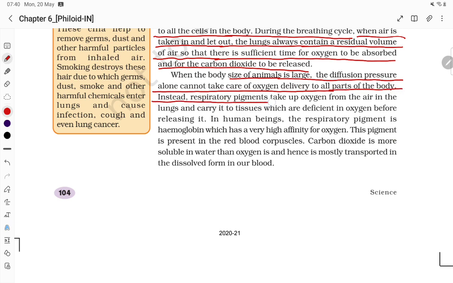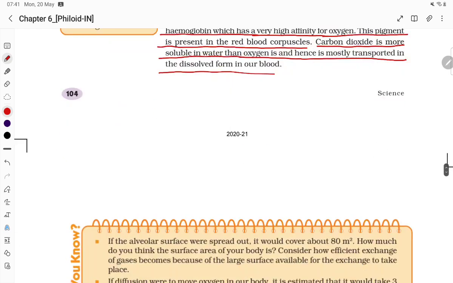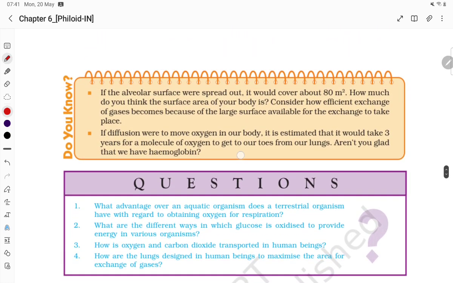Instead, respiratory pigments take up oxygen from the air in the lungs and carry it to tissues which are deficient in oxygen before releasing it. In human beings, the respiratory pigment is hemoglobin, which has a very high affinity for oxygen. This pigment is present in the red blood corpuscles. Carbon dioxide is more soluble in water than oxygen is, and hence is mostly transported in the dissolved form in our blood. If the alveolar surface were spread out, it would cover about 80 square meters.